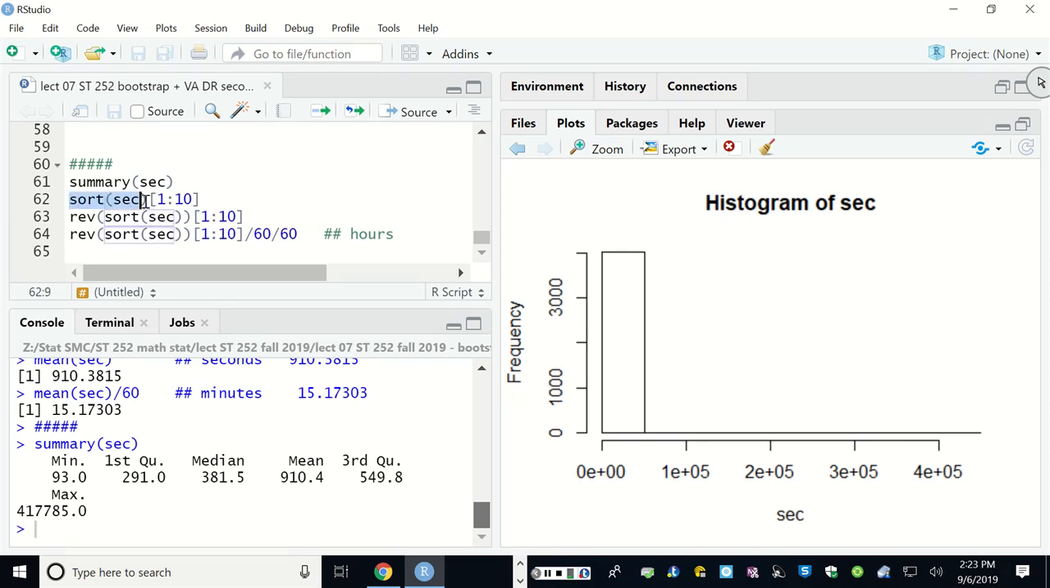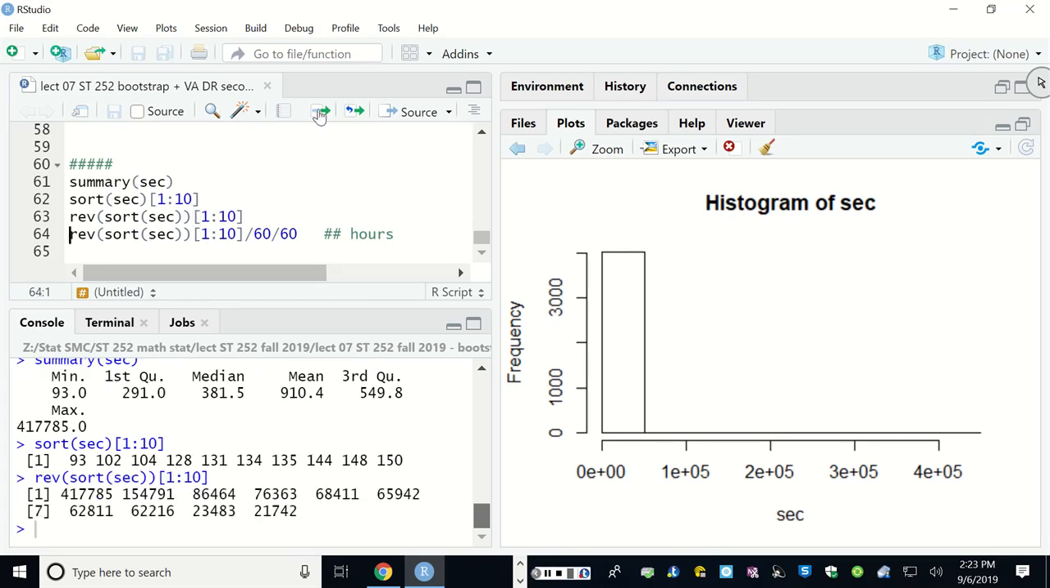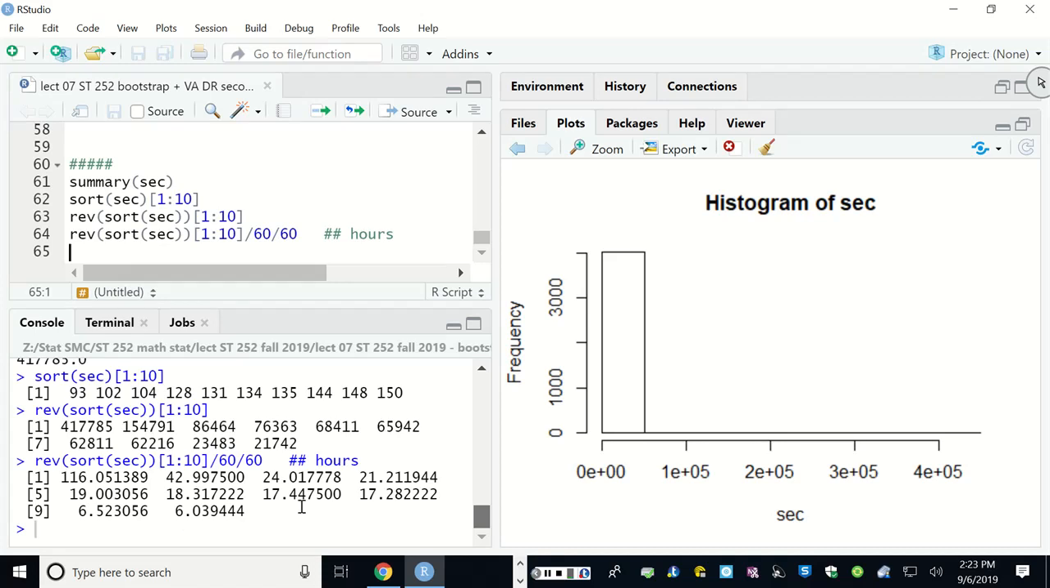Sorting a random variable, right? And then taking the first 10 observations gives the smallest ones. Right? Reversing the sort, REV reverses the order. So this will get the biggest ones. Right? So the biggest ones are this one, 154,000, some others. If you divide it by 60 and then by 60 again, right, it turns it into minutes and then hours. Right? So some people were 6 hours, 7 hours, 24 hours.